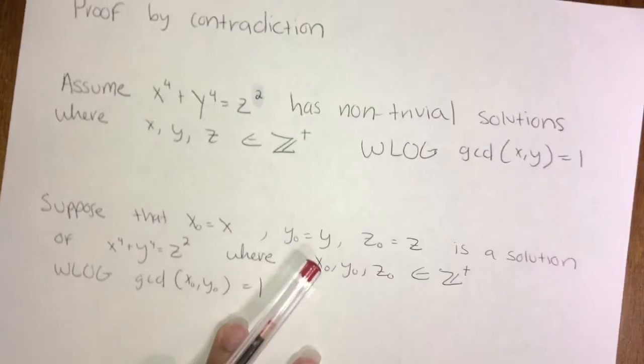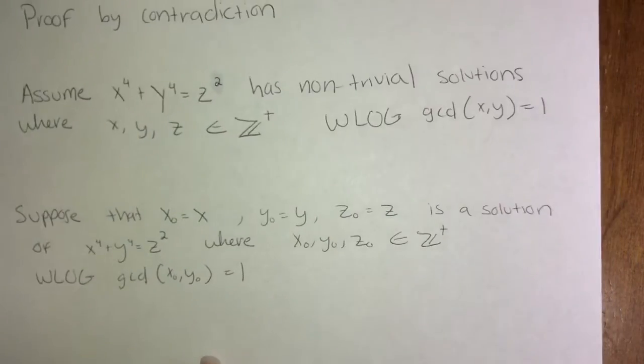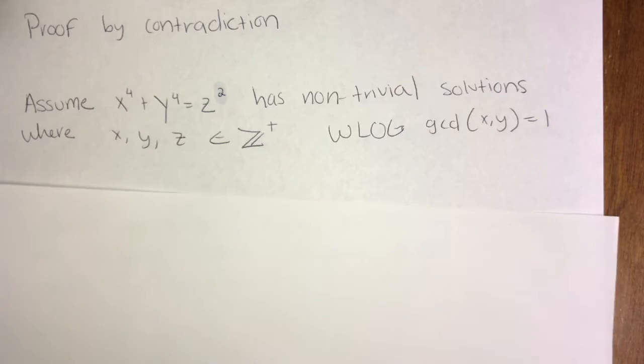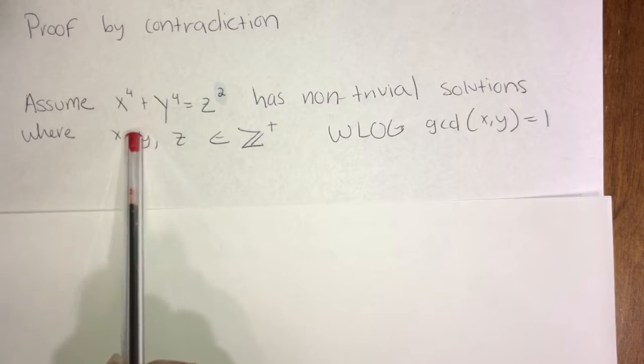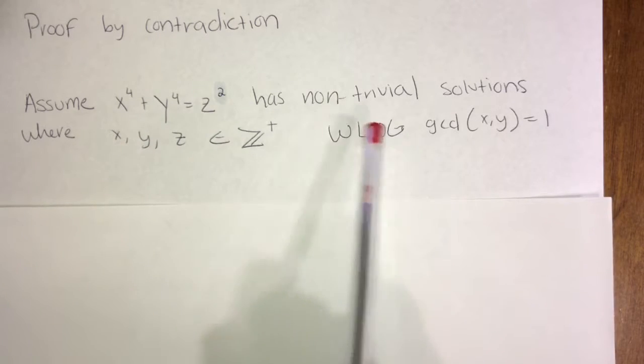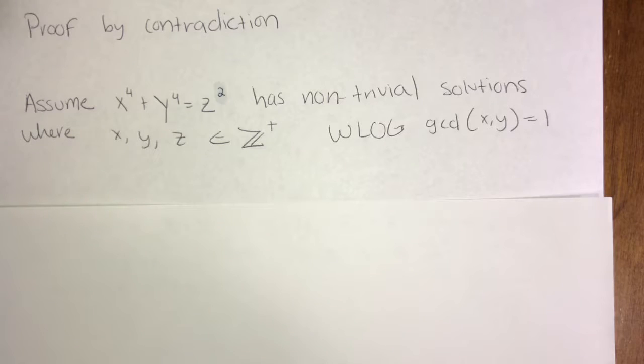To start off, I'm going to be proving this by contradiction. I'm going to assume that x to the fourth plus y to the fourth is equal to z to the second has non-trivial solutions. What does this mean? This means that it has solutions that don't equal 0, where x, y, and z are in the set of positive integers, and without loss of generality, the GCD of x and y is equal to 1.